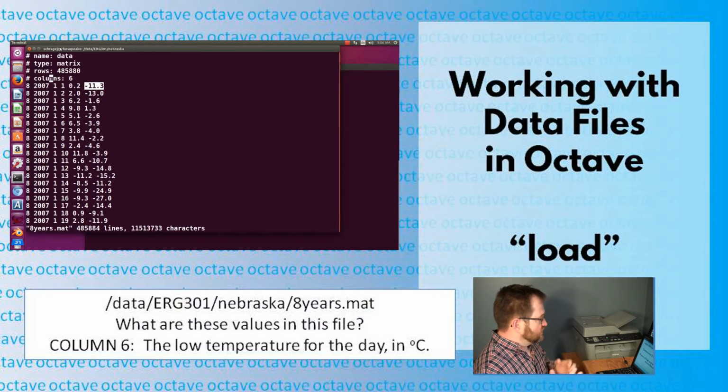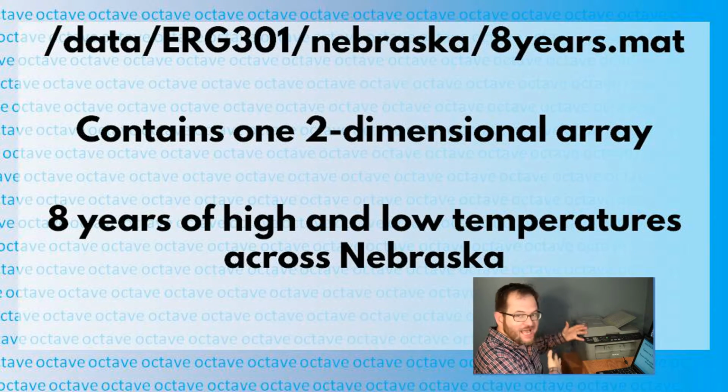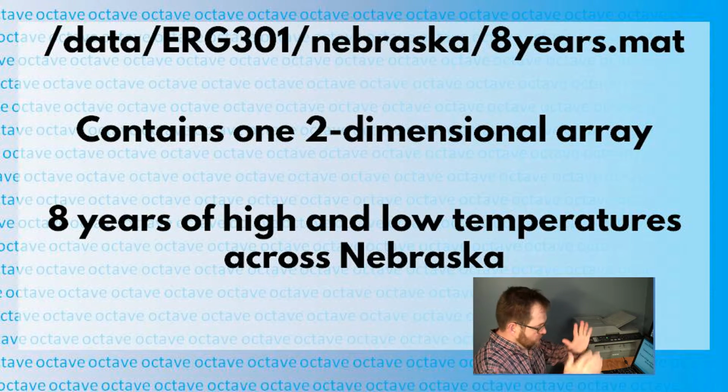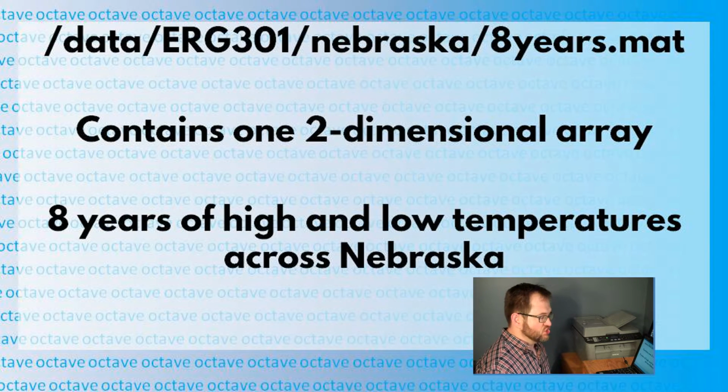So this file, which I currently have way up in the /data directory, /data/ERG301/Nebraska/8 years, is a two-dimensional array. It has rows and columns like a spreadsheet. And at the present time, it contains 8 years of high and low temperature records across Nebraska. And I don't know, there's about 210 stations or something like that.